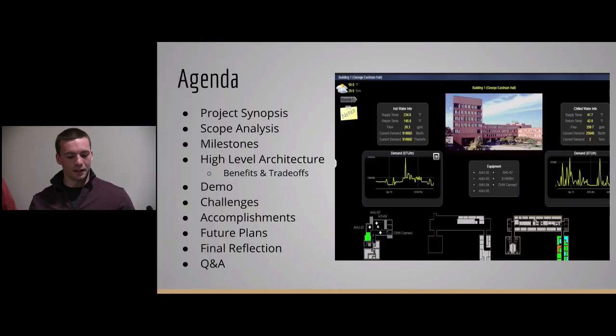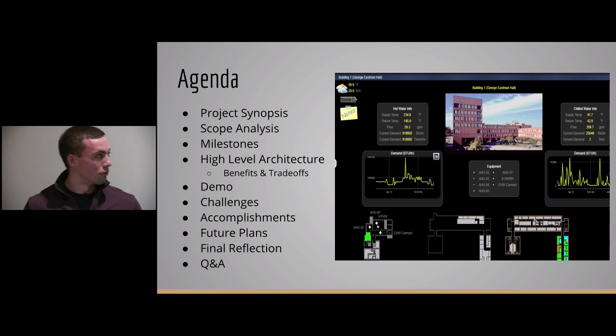Just an agenda for today, going over a project synopsis, the problem we were trying to solve, and scope analysis. Since this is the first iteration of our project, basically everything was on the table for this one. We determined what we should and shouldn't accomplish this semester, the milestones we determined, and the benefits and trade-offs of our architecture. Then we're going to break up the slides with our demo, then go into our challenges and subsequent accomplishments, our future plans, final reflection, and then our Q&A.